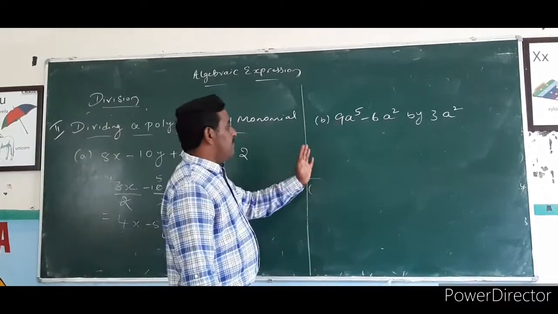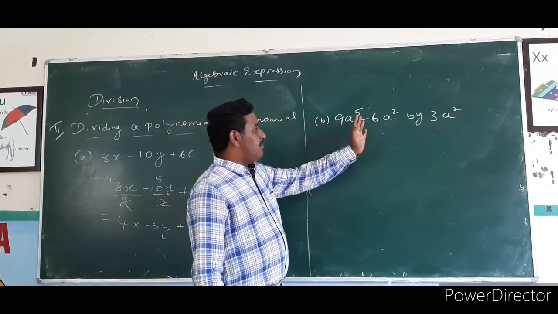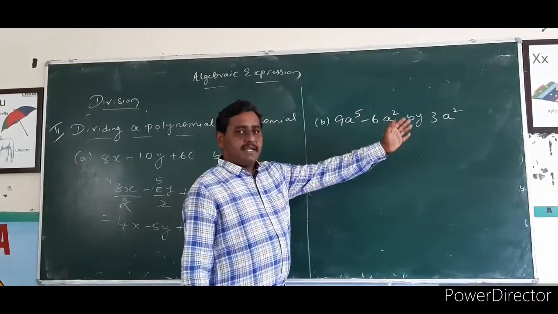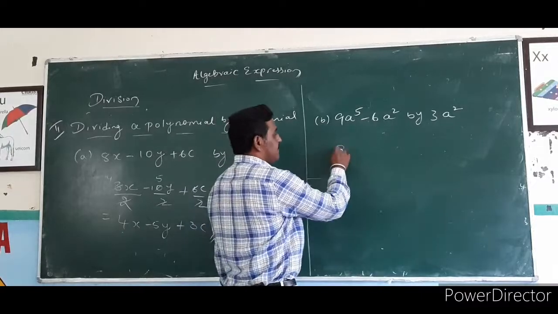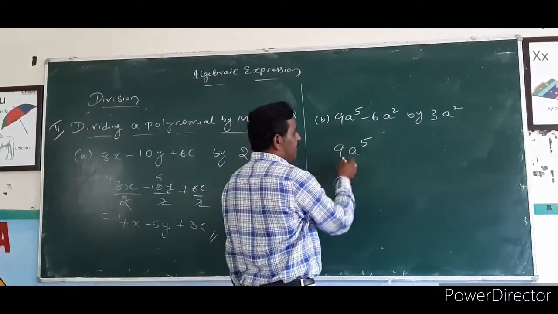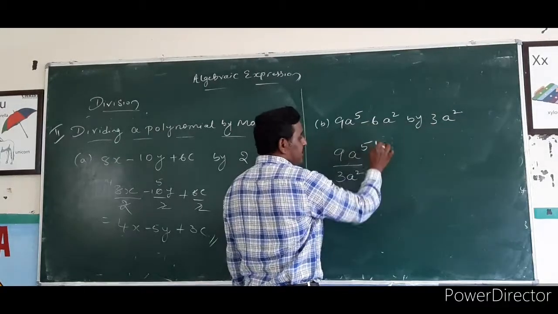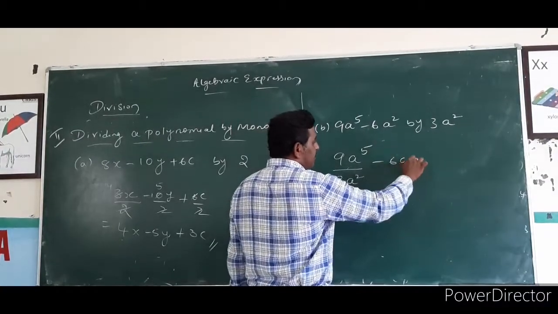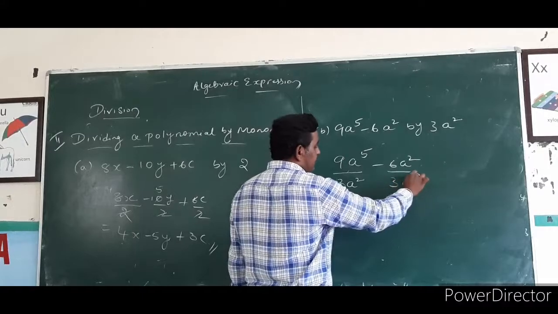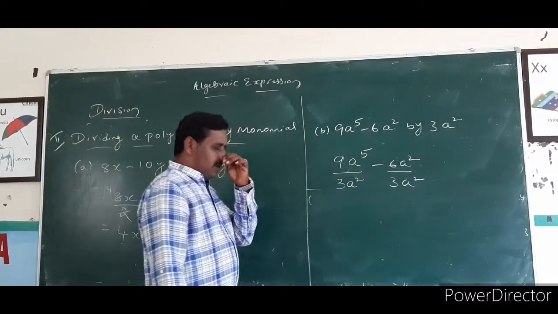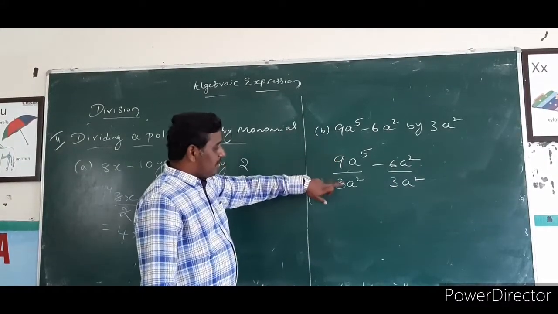In the next problem, 9a to the power of 5 minus 6a square divided by 3a square means 9a to the power of 5 divided by 3a square. This 3a square divides each term of the polynomial, so 6a square divided by 3a square. So you know that now it is monomial by monomial.